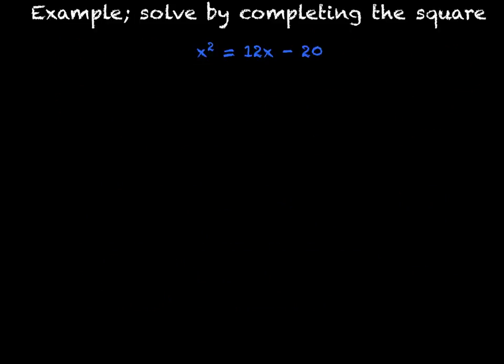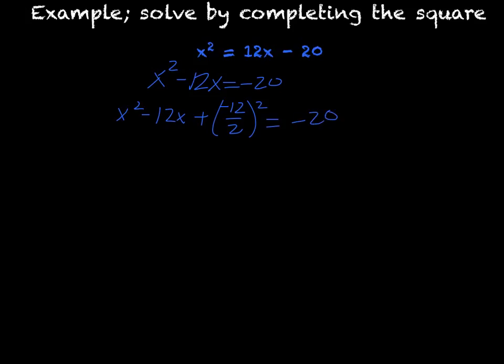So let's do an example. x squared equals 12x minus 20. So the first thing I'm going to do is get my variables on the same side. So that's going to give me x squared minus 12x equals negative 20. Then I'm going to complete my square. So that's going to be x squared minus 12x plus negative 12 over 2 quantity squared, minus 20.